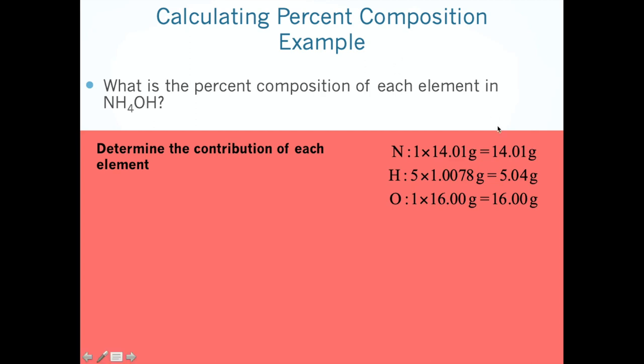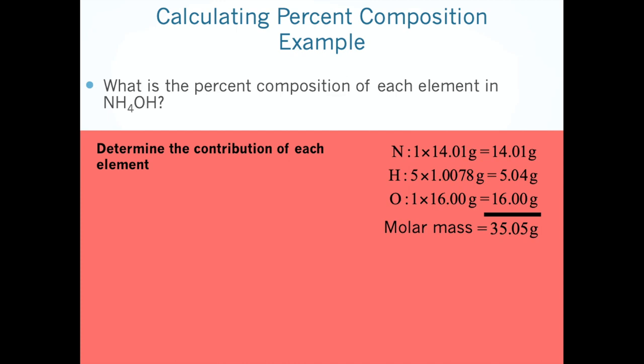Again, I've gone to more decimal places here, but if you want to say 14, 5, and 16 respectively, that's totally okay. So we get a molar mass of 35 grams per mole. That means that if we had 1 mole of ammonium hydroxide, it would weigh about 35 grams. So what is the percent composition of each element in ammonium hydroxide?